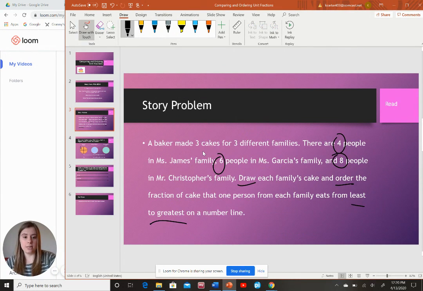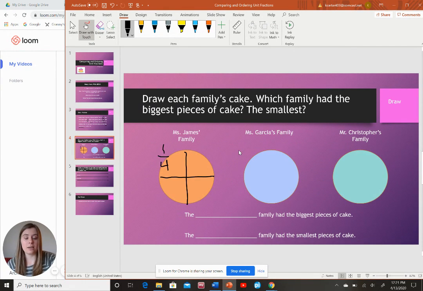Next, we're going to do Mrs. Garcia's family. And if you remember, she had 6 people in her family, so we need to divide her cake into 6 pieces so that everyone can have 1 piece. So again, since it's an even number, I like to split it in half. And since I need 6, I know that I'm going to need 3 pieces on one side and 3 pieces on the other. So I'm going to split each side into 3. Something like that. Not the best I've ever done, but this is what her cake would look like. So we have 1, 2, 3, 4, 5, 6 pieces, and one person would eat 1/6 of the whole cake.